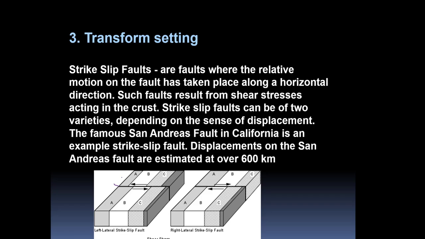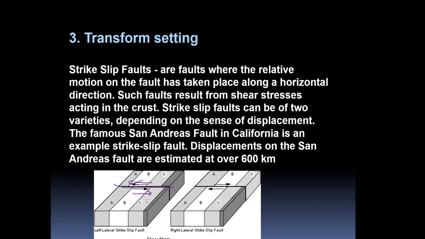So you can see right here, this is one block and the other one, and this block is moving this way and the other block is moving the other way. We can have left lateral. If you're standing here and looking at which way the other block is going, you can see it's going to the left. But if you stand here and look at this block, it's still moving to the left.